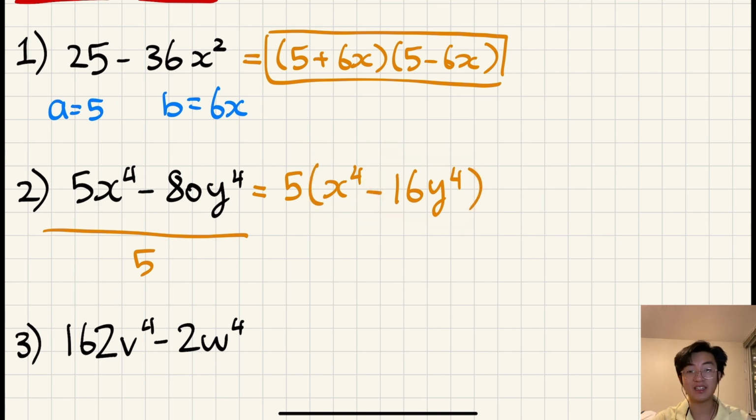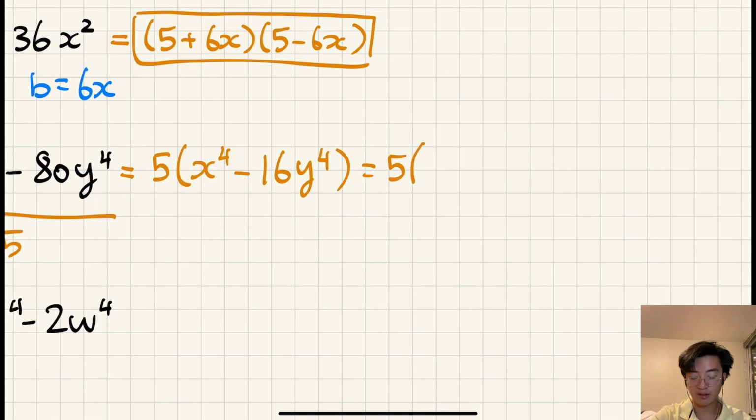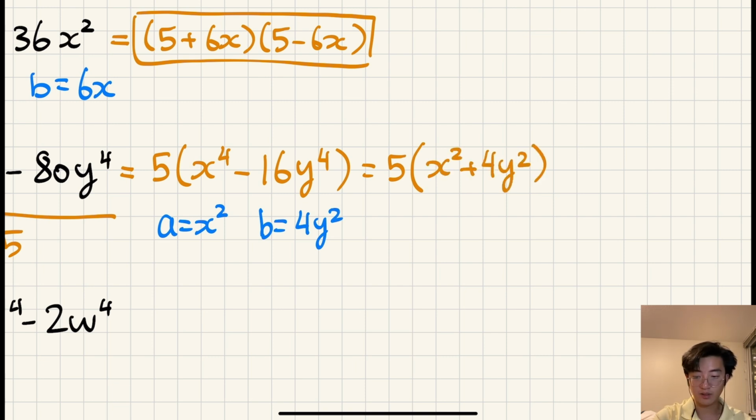And this right here, 16y to the power of 4, is also perfect. So now it's all in brackets. The square root of x to the power of 4 is just x to the power of 2. Square root of this is 4 times y squared. So this means that we have (x squared plus 4y squared) times (x squared minus 4y squared).